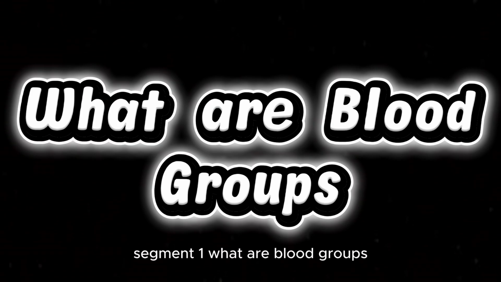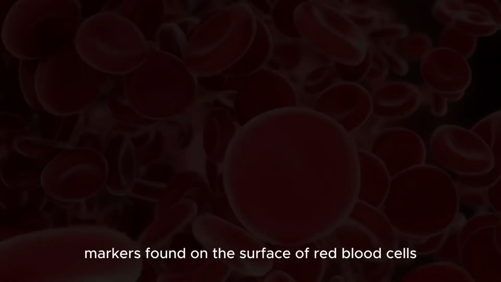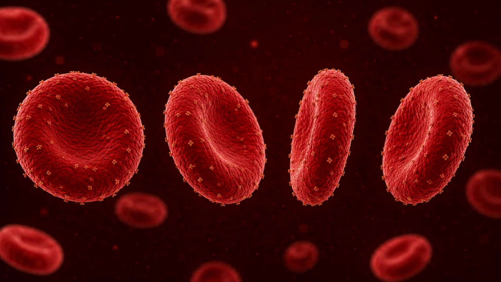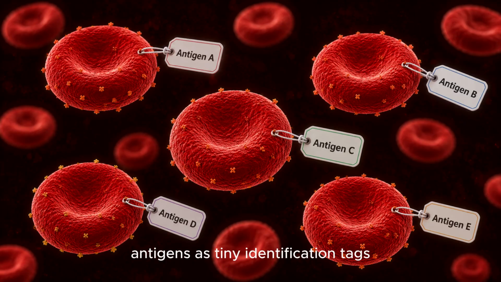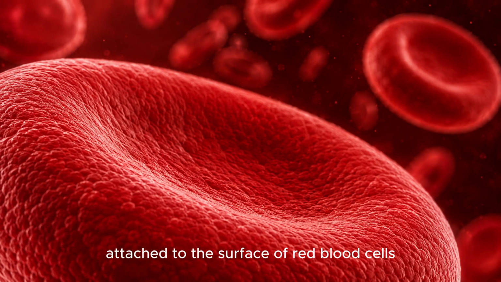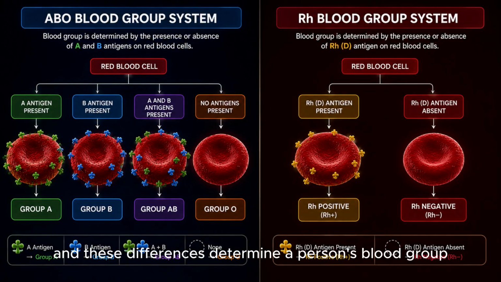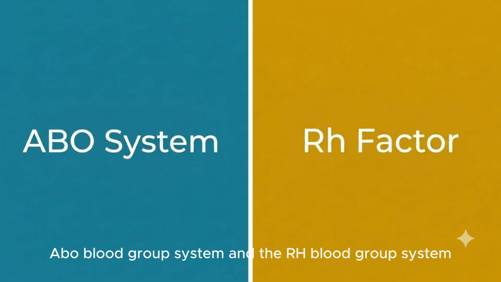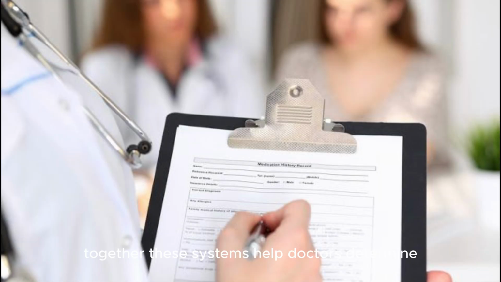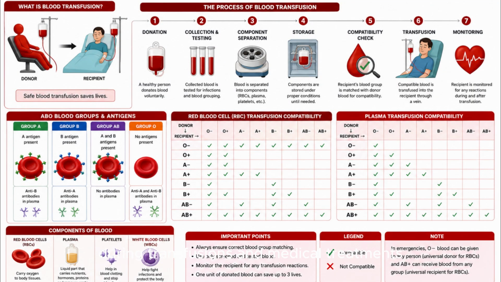Segment 1. What are blood groups? Blood groups are classifications of blood based on specific markers found on the surface of red blood cells. These markers are called antigens. You can think of antigens as tiny identification tags attached to the surface of red blood cells. Different people have different antigens, and these differences determine a person's blood group. The two most important blood group systems are the ABO Blood Group System and the RH Blood Group System. Together, these systems help doctors determine blood compatibility during transfusions and medical treatments.